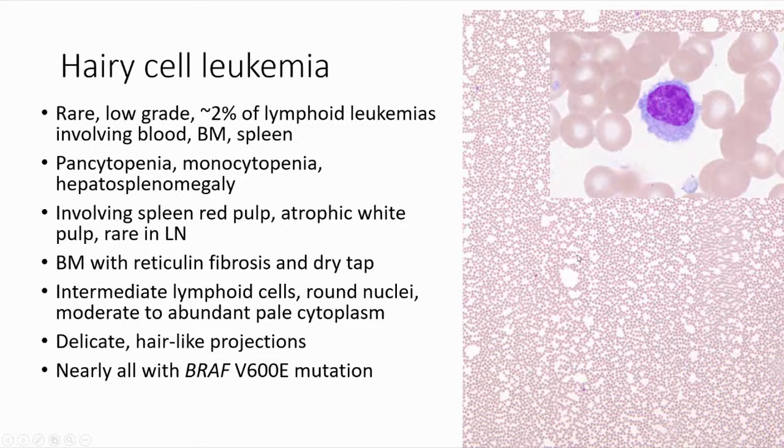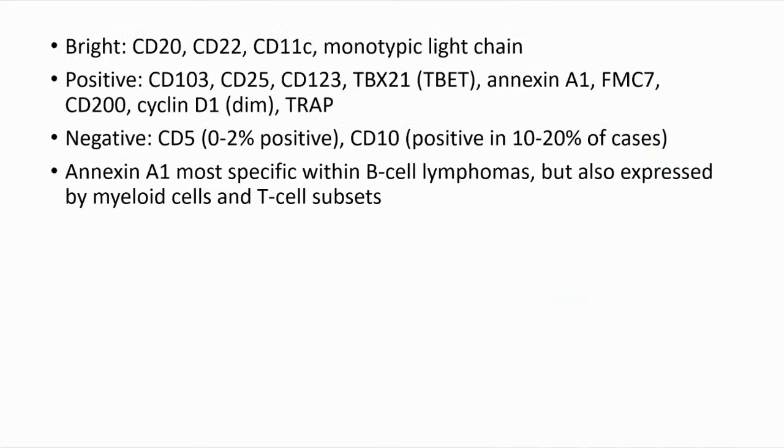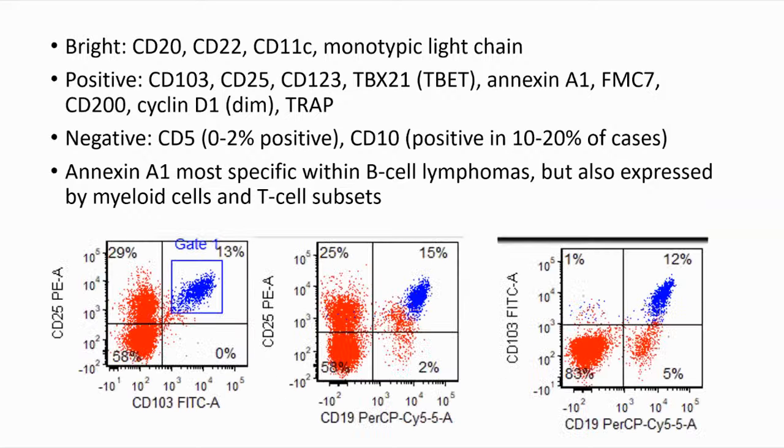And nearly all of these cases have a BRAF V600 mutation, V600E mutation, which obviously can be seen in a range of entities, including melanoma, but within our lymphoid world is relatively specific to this entity. And they have very characteristic flow cytometric findings, as I mentioned, as well as immunohistochemical findings. And there is some variation. Some cases will express CD10, rarely they have CD5, but for the most part, the phenotype is very well preserved with CD103, CD25, CD123, CD11c, bright CD20, and so you can nail down this diagnosis very well.